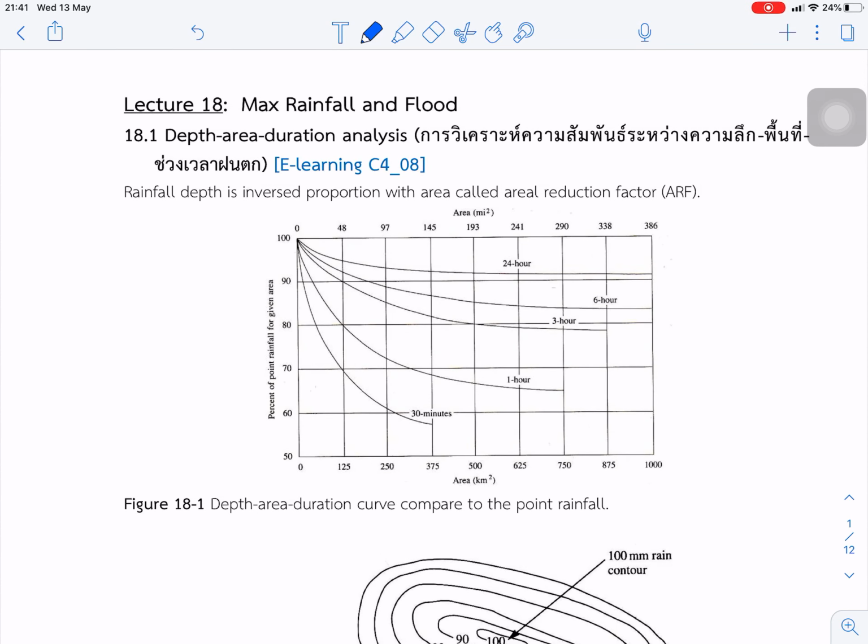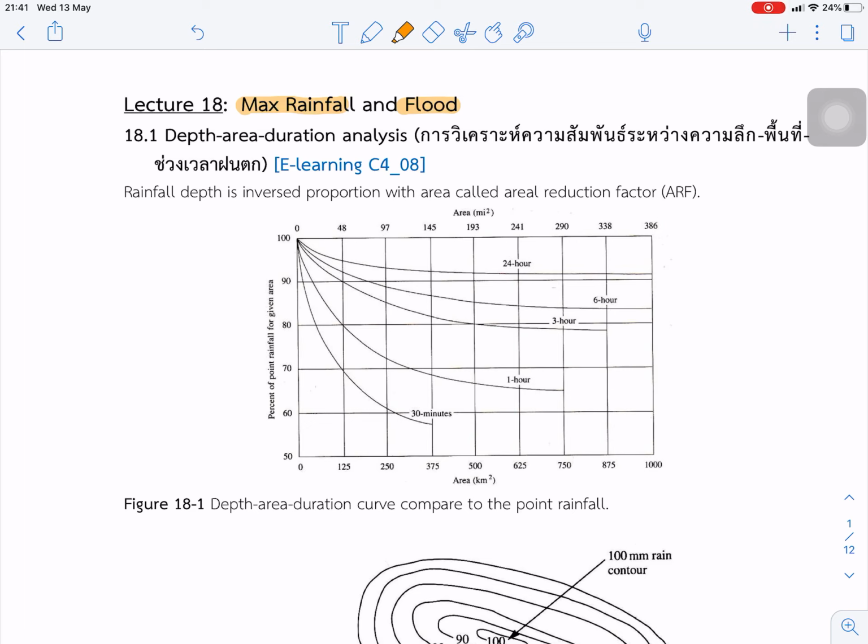This lecture is the second part of the rainfall. From the first part, before the midterm exam, we learned how to measure the precipitation and how to find missing data to estimate area rainfall. This lecture is about the maximum rainfall, because it's connected to the flood.